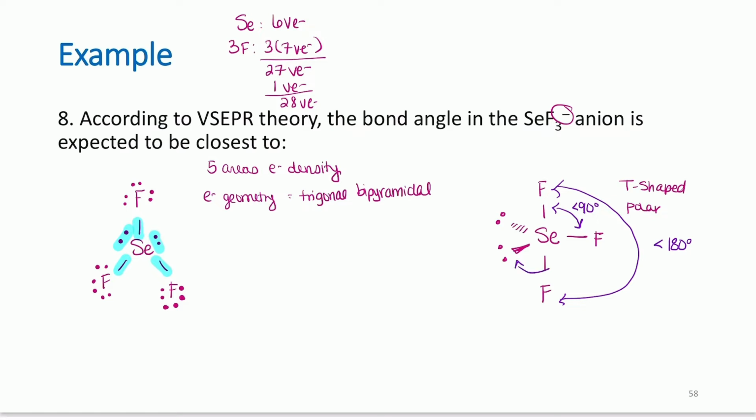And the bond angle between these will be a little bit less than 120 degrees. The bond angle between the lone pairs will actually be a little bit greater than 120 degrees. So it depends on which bond angle you would like to discuss, what the bond angle will be.